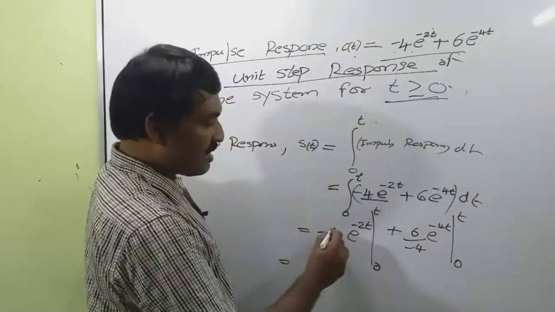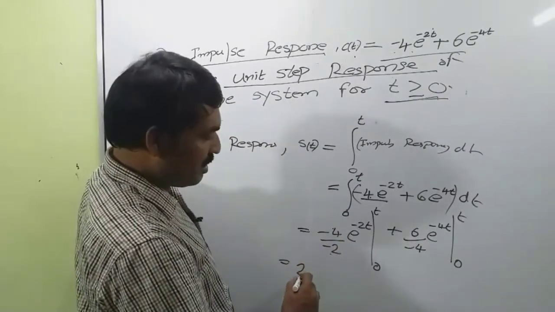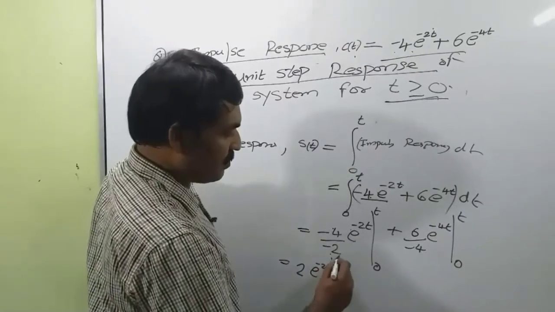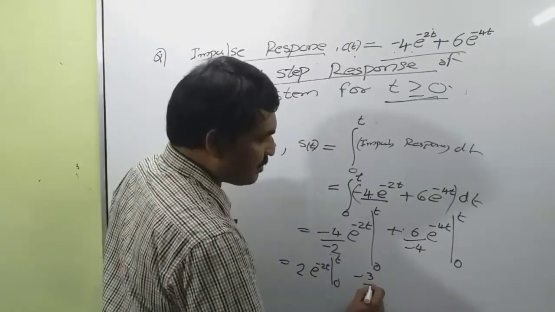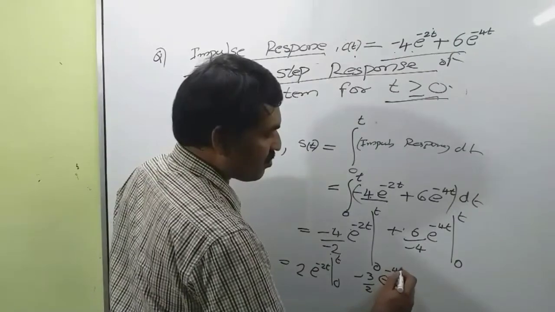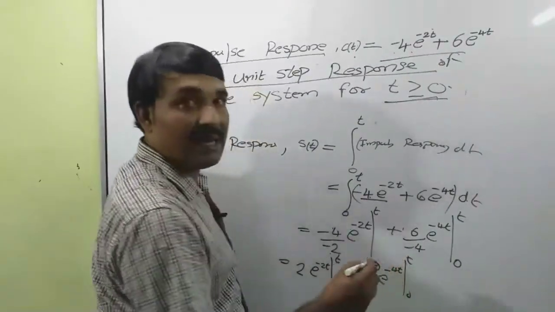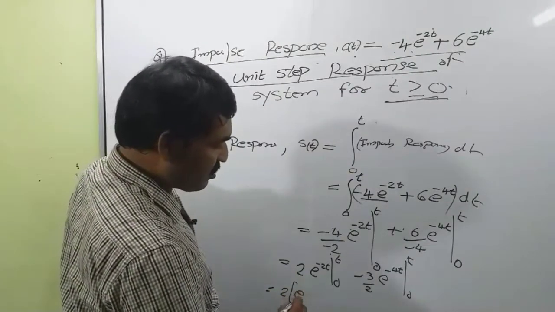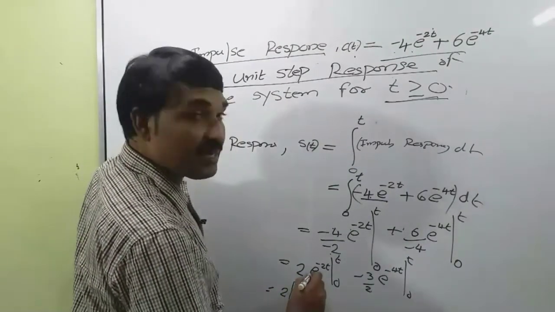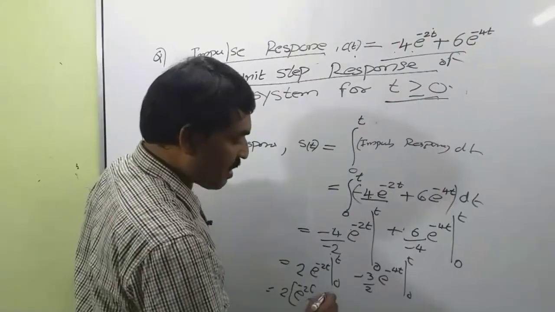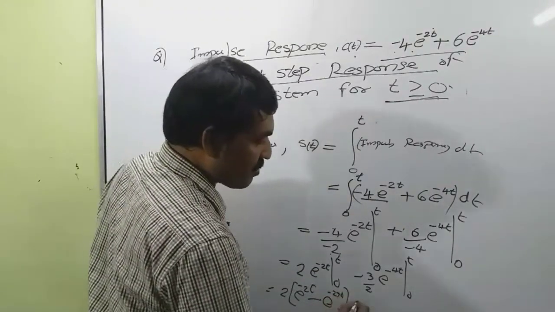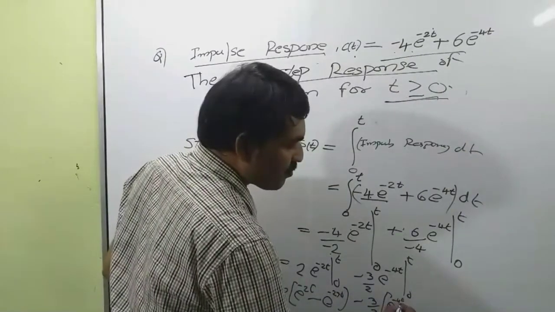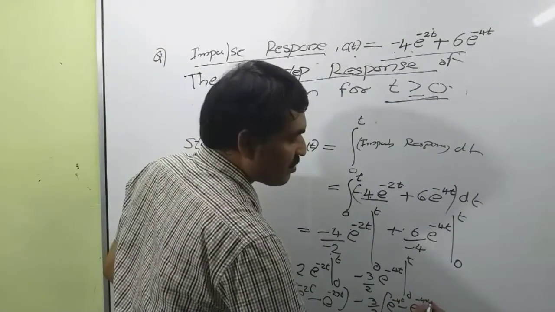So this is equal to minus 4 by minus 2, that is 2, into e raised to minus 2t, limits 0 to t, minus 3 by 2 into e raised to minus 4t, limits 0 to t. Apply the limit of integration. So this is equal to 2 into (e raised to minus 2t minus e raised to minus 2 into 0) minus 3 by 2 into (e raised to minus 4t minus e raised to minus 4 into 0).